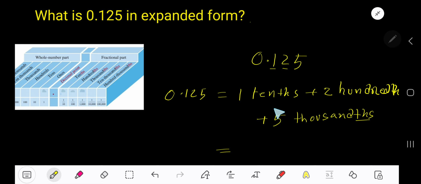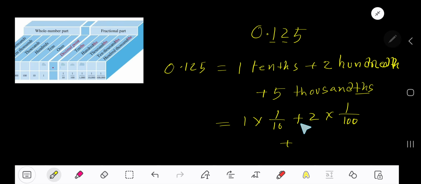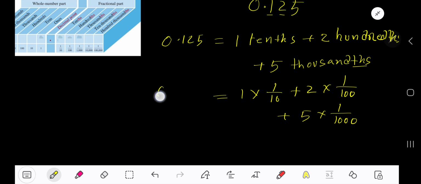So 1 tenth means 1 times 1 over 10. 2 hundredths means 2 times 1 over 100, plus 5 thousandths means 5 times 1 over 1000. So the expanded form of 0.125 is this.